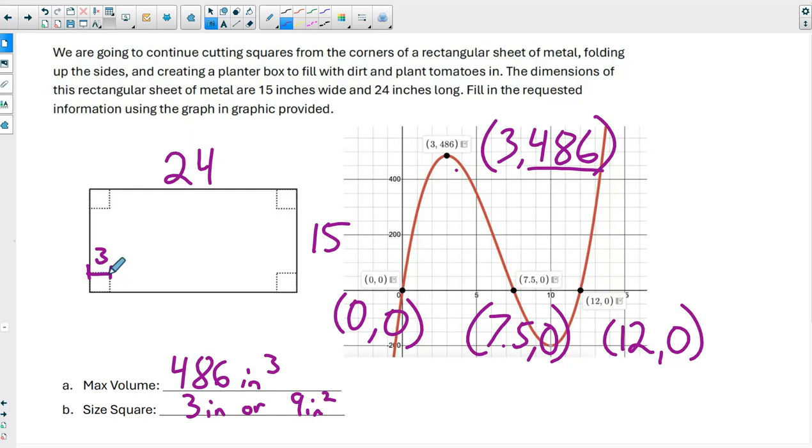Okay? But this takes it a little bit further into the size of the square, which is really 3 times 3. So really it would be 9 inches squared. But again, I will take either answer. All right? Questions? I actually prefer this answer, but like I said, I would take both.